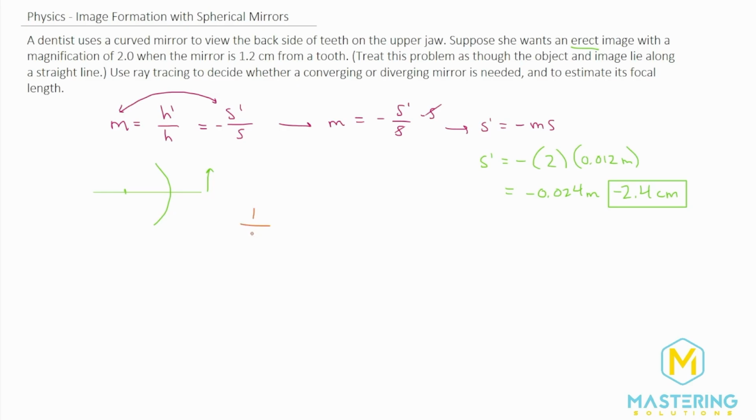We're trying to figure out what the focal length is. They want us to use ray tracing to estimate the focal length, but we're just going to calculate it because we're not going to be as precise on our drawing. So 1 over the focal length is 1 over the image distance plus 1 over the object distance. Now we have both of these solved, so we can plug in the image distance, which we found is a negative 0.024 meters, and then add the object distance, which is a positive 0.012 meters.